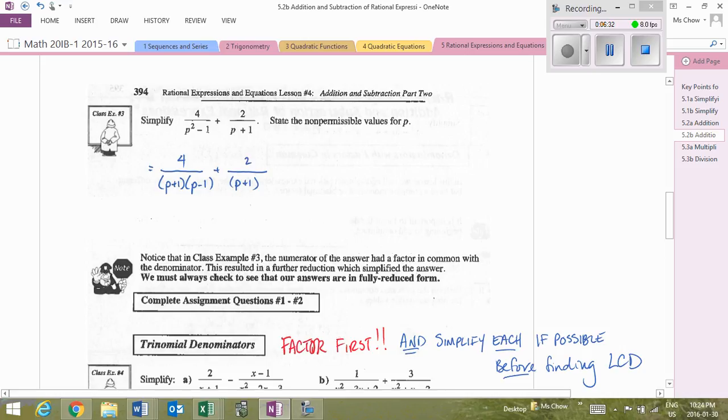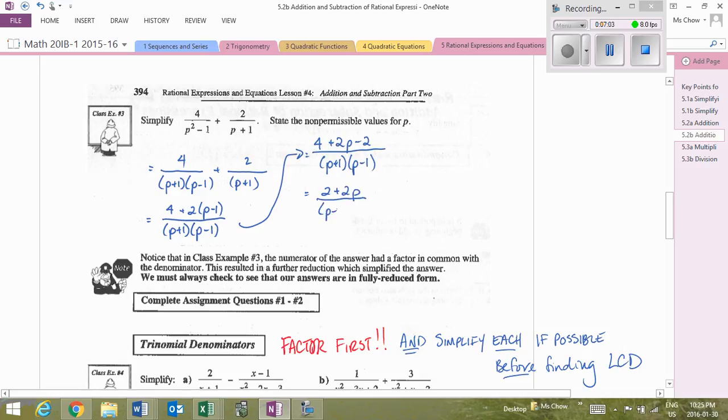And so our common denominator is then going to be p plus 1 times p minus 1, and so this numerator stays the same. This numerator has to be multiplied by p minus 1, and so then we're looking at 4 plus 2p minus 2 all over p plus 1, p minus 1, and so we have 2 plus 2p, and conveniently I'm already noticing, and hopefully you are as well, that there's a common factor of 2 that we can take out, and so we're left with 1 plus p.